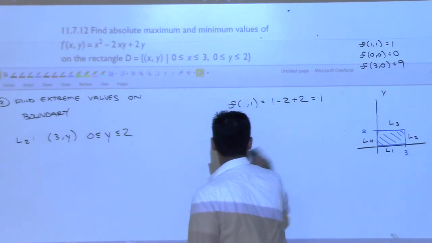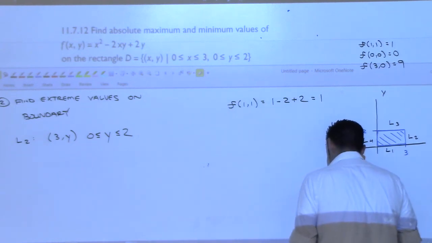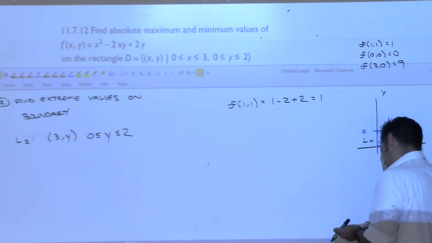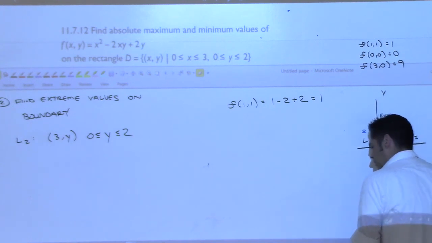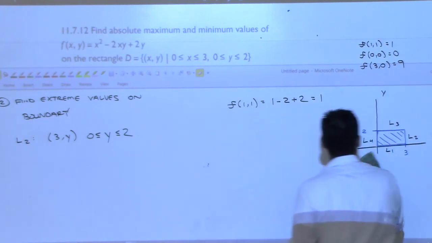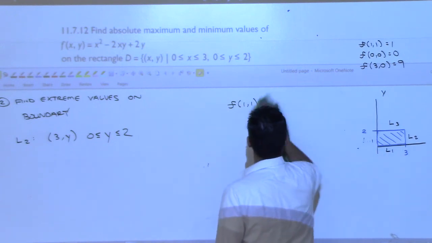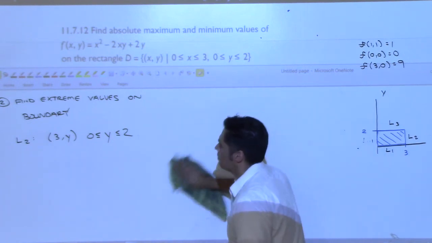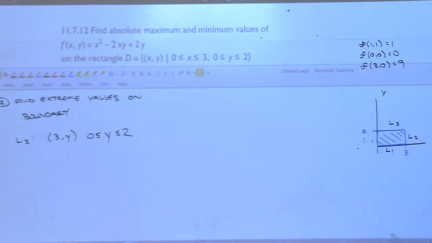Okay, now I want to go through everybody, so let's see. Short and to the point. What now? Take the partial with respect to y. We don't have anything to take a partial of yet. We don't have anything to take the derivative of.